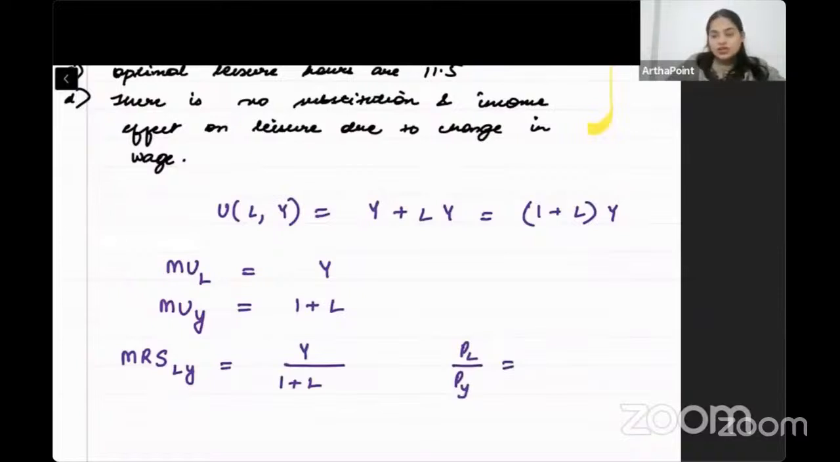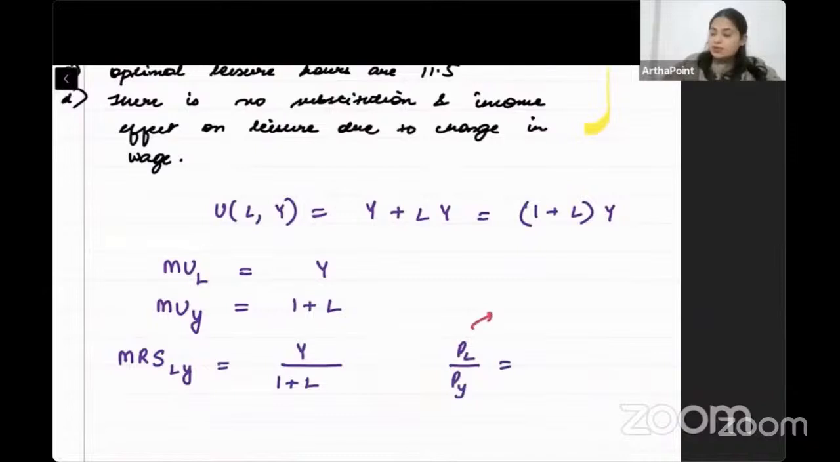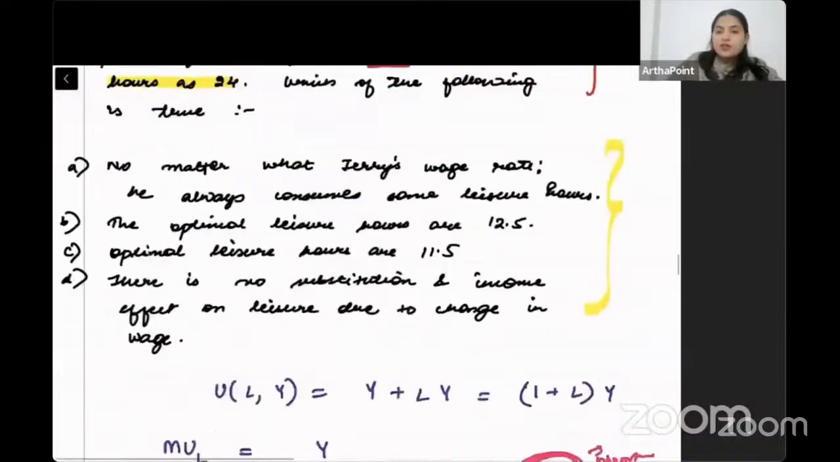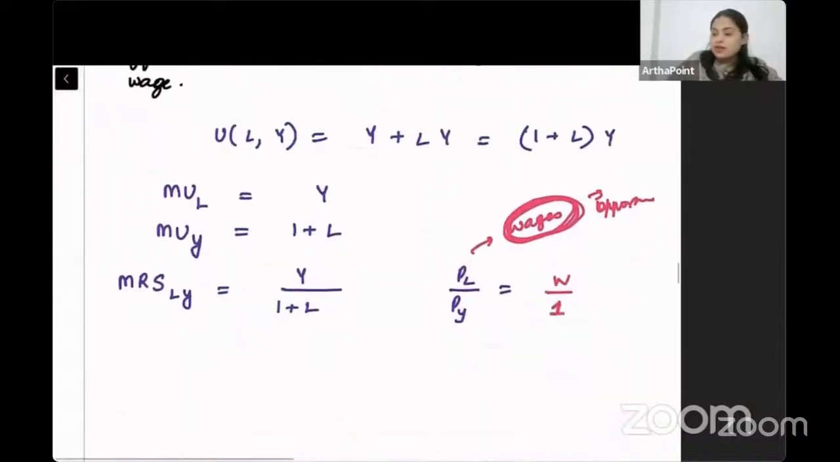When you enjoy leisure, then you are not working. When you are not working, you are giving up your income. So beta, the wages that you give up are your opportunity cost of leisure. So the price of leisure is W. And it is given that the price of y, the price of the other good, is 1. So beta, you have 1 here.